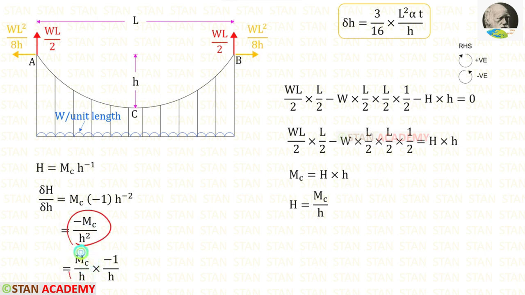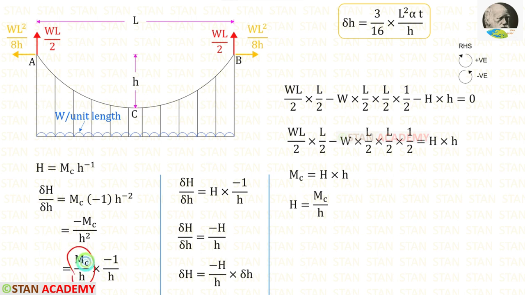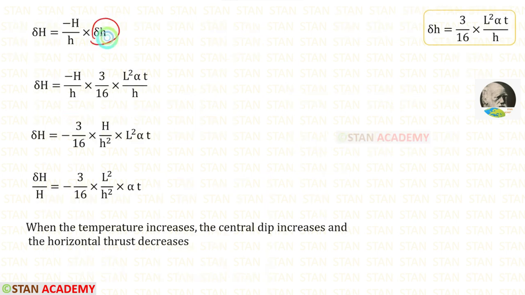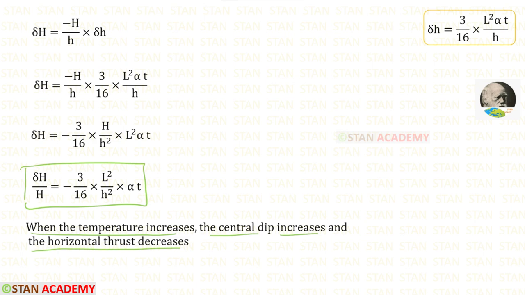Let us arrange this term like this. We know that MC upon h is H. So for this, we are getting minus H upon h. Let us take delta h on the other side, so it will come in the numerator. Instead of delta h, let us apply this. h into h, it will be h square. Then let us take H on the other side. Finally, we have made this expression. From this expression, we can come to know that when the temperature increases, the central dip increases and the horizontal thrust decreases because we have got a negative value.